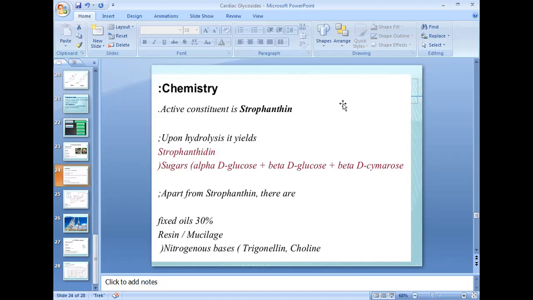As far as their chemical constituents are concerned, the active constituent is the glycoside strophanthin. On hydrolysis, it results in an aglycone part, which is strophanthidin, and a glycone sugar part, which is alpha D glucose, beta D glucose, and beta cymarose. Apart from this glycoside, it also has fixed oil, resin, mucilage, and nitrogenous bases, including trigonelline and choline.